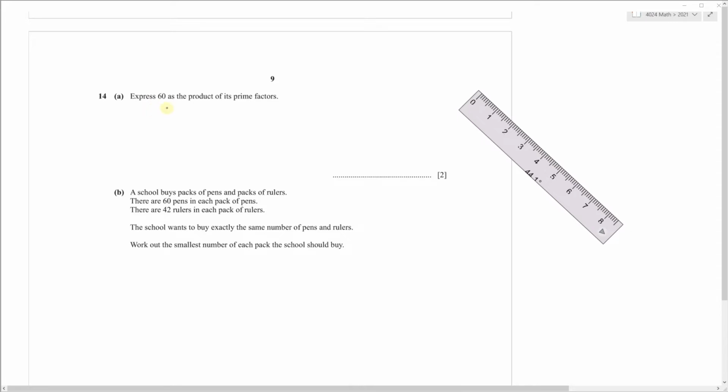Question 14, part A is express 60 as the product of its prime factors. So you have to factorize 60. It's an even number, so it's divisible by 2. 30, again an even number, again divisible by 2. 15, 5 plus 1 is 6, so this is divisible by 3. And then 5 is a prime number, 5 times 1. So 60 will be 2 power 2 multiplied by 3 multiplied by 5 as a product of its prime factors.